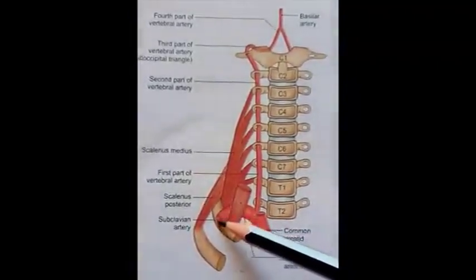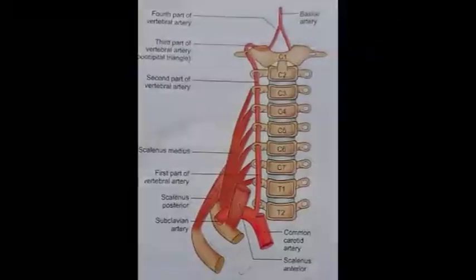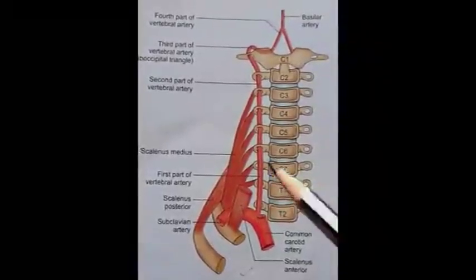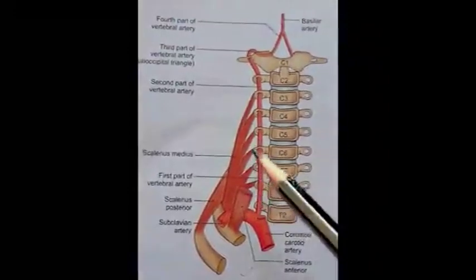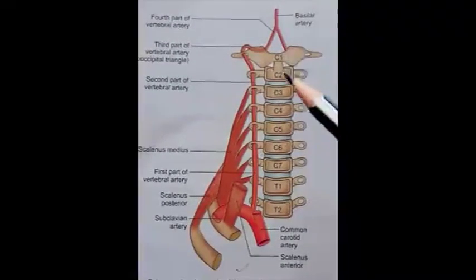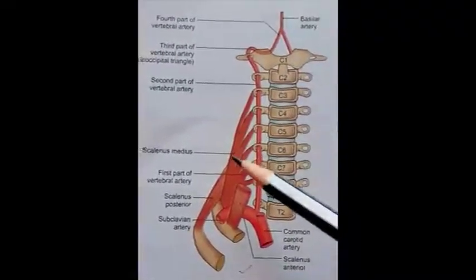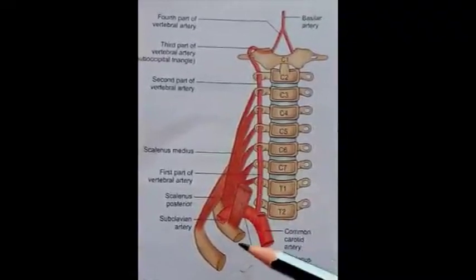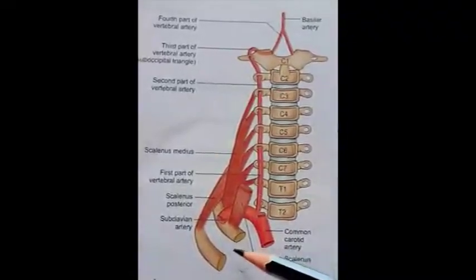behind the groove for subclavian artery. The nerve supply of the muscle: it is supplied by ventral rami of nerves C3 to C8. Action of muscle is lateral flexion of the cervical spine, elevation of first rib, and stabilizes the neck along with other muscles.